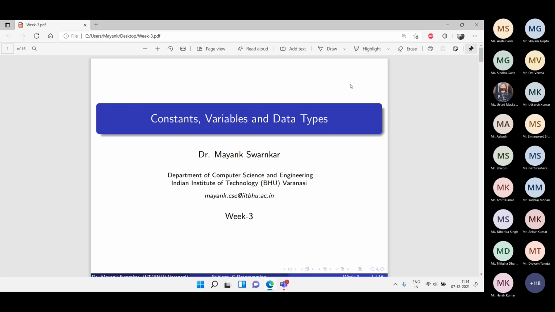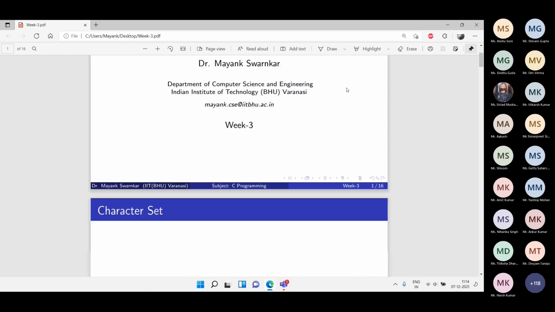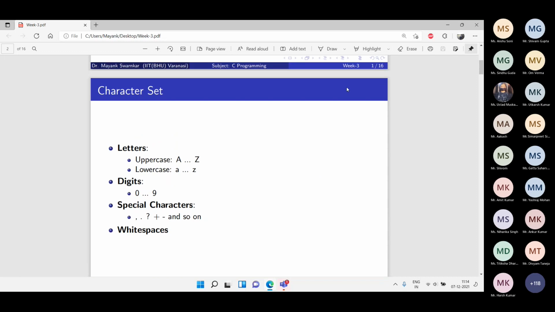Now come constants, variables and data types, the first thing in C programming. In many programming languages, there are these things, the same things you find on your keyboard. Letters, which are uppercase and lowercase, A to Z. You have digits between 0 to 9. You have special characters like comma, dot, question mark, plus, minus, and so on. Many special characters are there. Then the space bar is used to have white space in between.